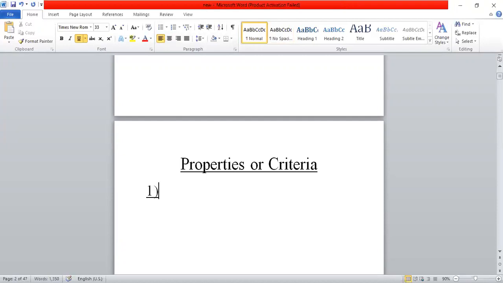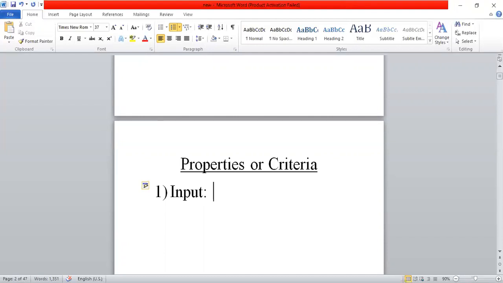So the first one is input. Very, very important. The first one is the input property. I'll write it and I will explain. First property is input. So what do you mean by input? Relate this input to our designed algorithm or program.